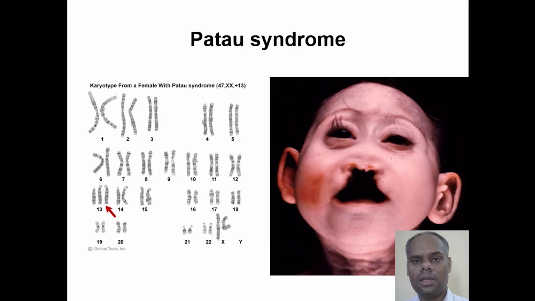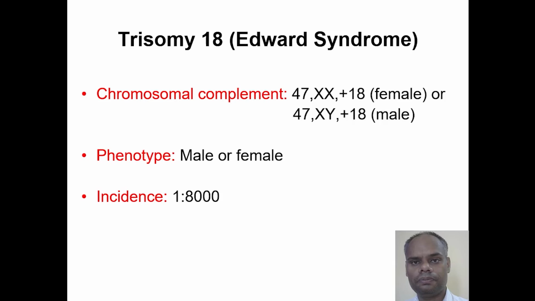This is a photo of a Patau syndrome patient, and we can easily see that in the karyotype there is a trisomy of chromosome number 13. Next is the karyotype.